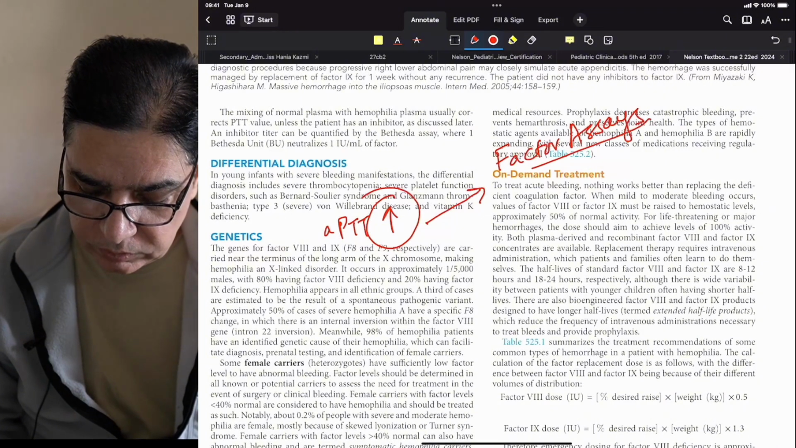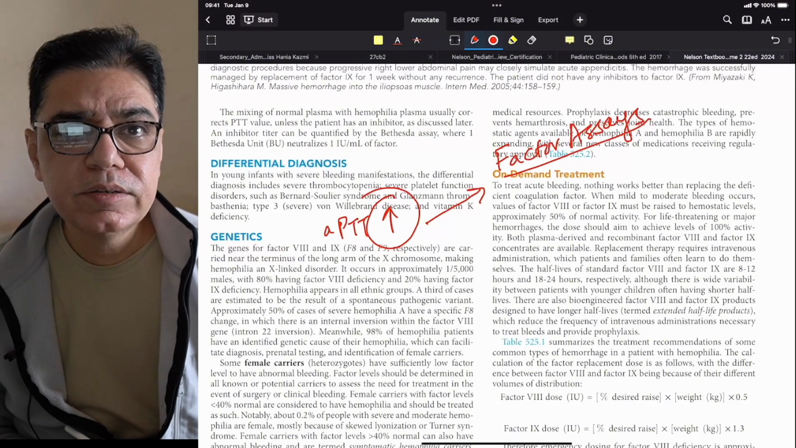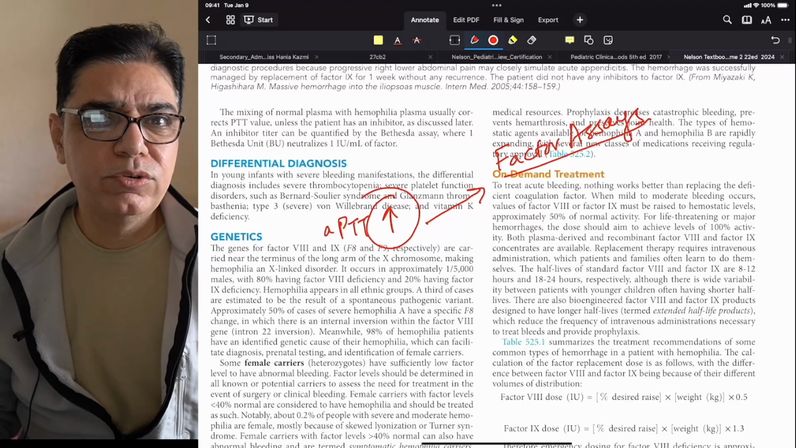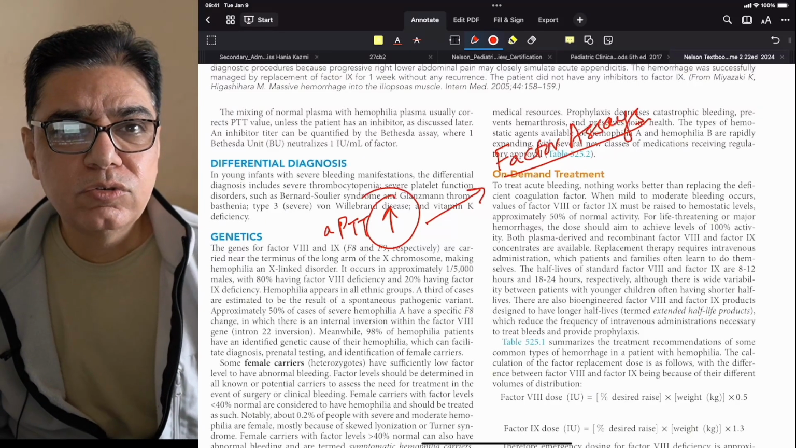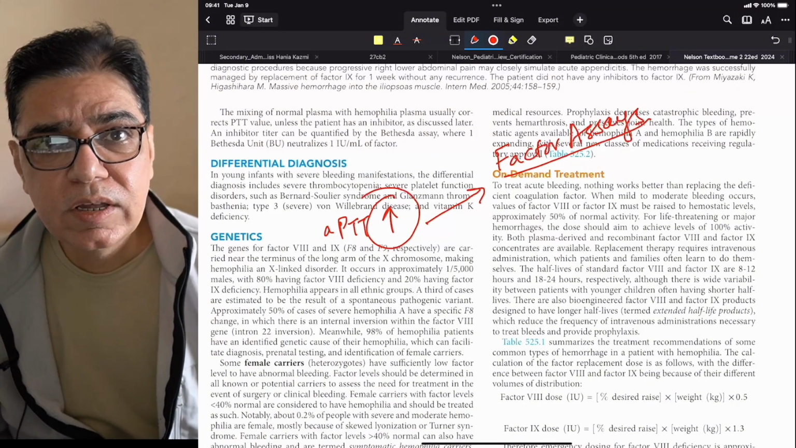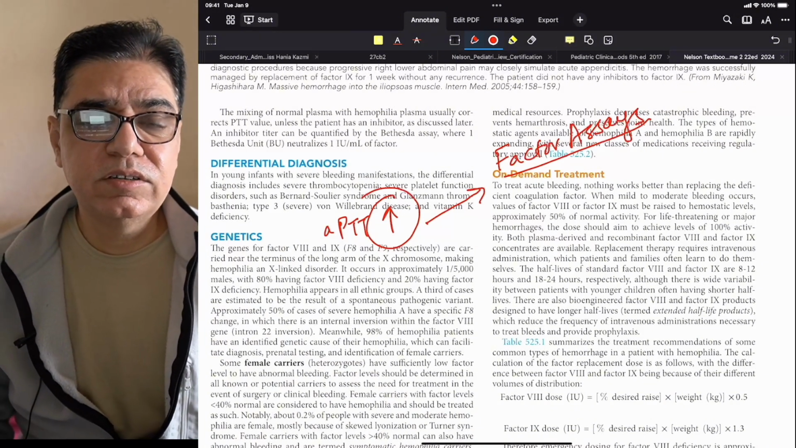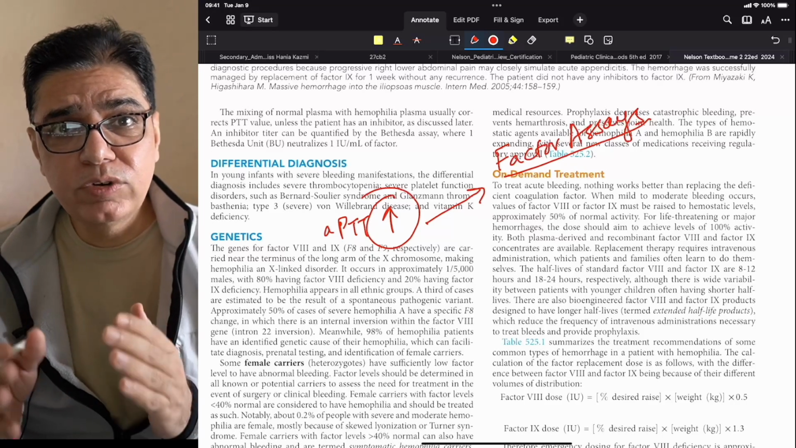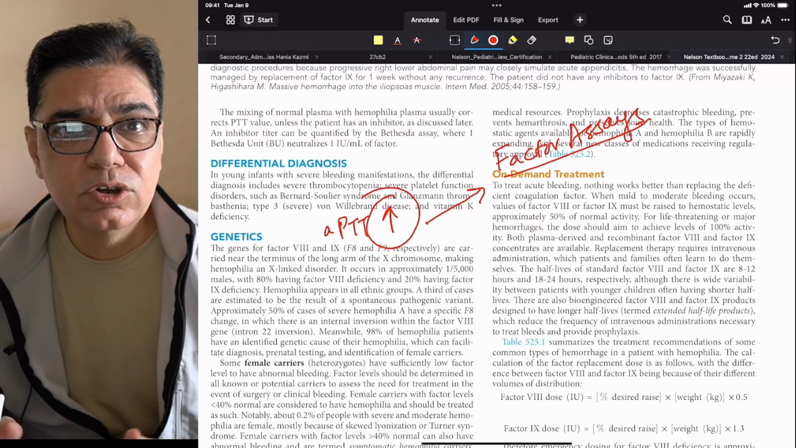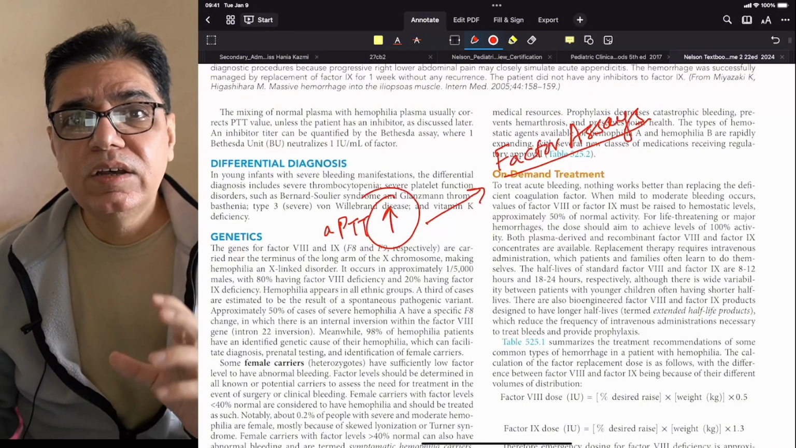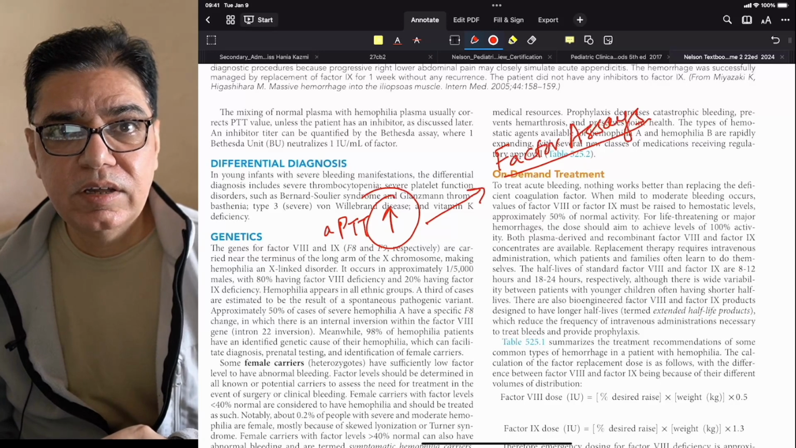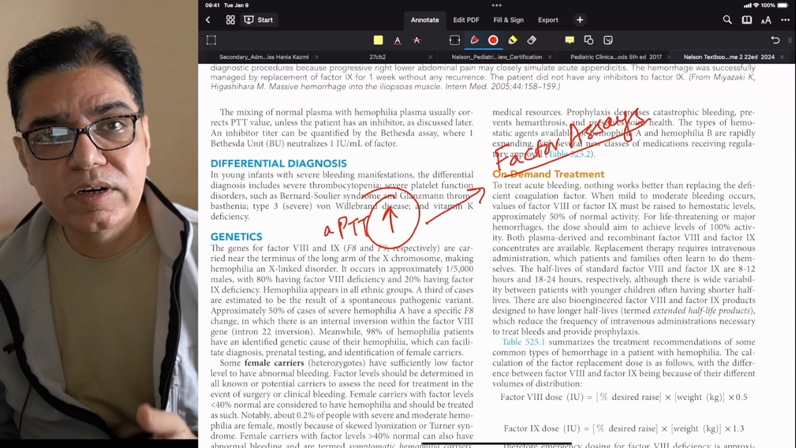So we do the factor assays for factor 8, factor 9, and factor 11. As I said, there's no point in doing the assays for factor 12. If the levels of these factors are reduced, then mixing studies are done. Mixing studies try to differentiate whether there is a true deficiency of these factors or whether there is presence of inhibitors. If the serum is corrected by the mixing studies, then it simply means that the child has a deficiency of these factors.